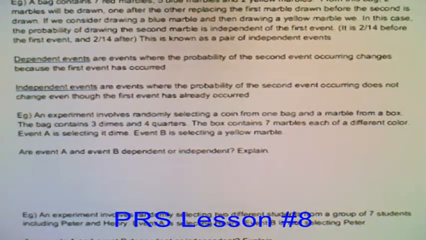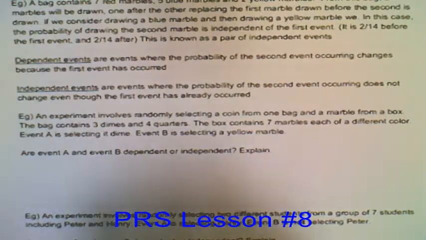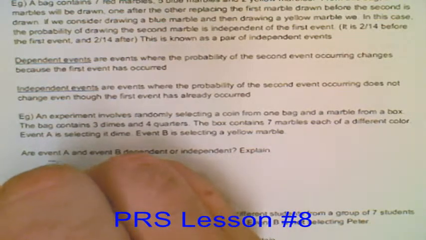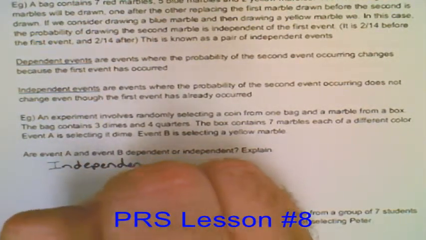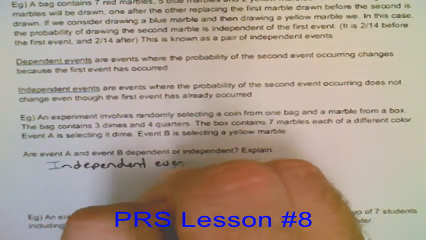I'm assuming that I'm selecting the coin first, so they are in order. Once I've picked my coin, does the probability of selecting the yellow marble change depending on which coin I draw? No. There are 2 separate bags. They're 2 separate situations. The probabilities haven't changed. So these are independent events.